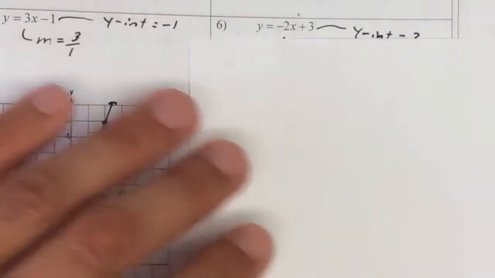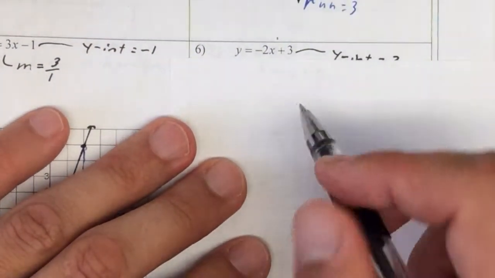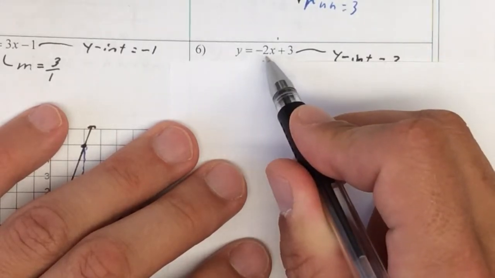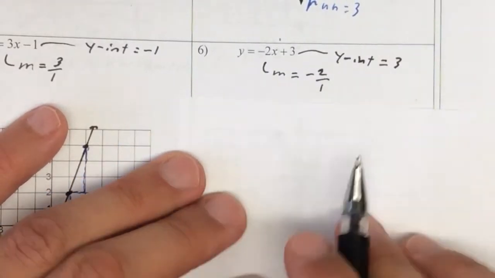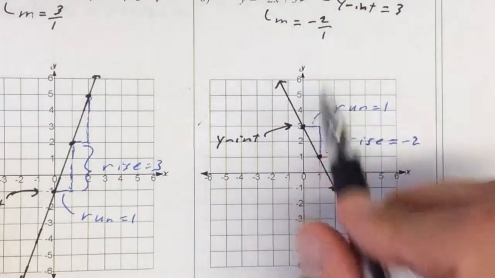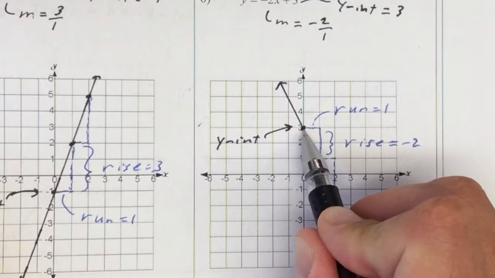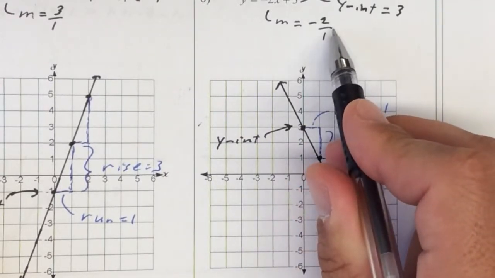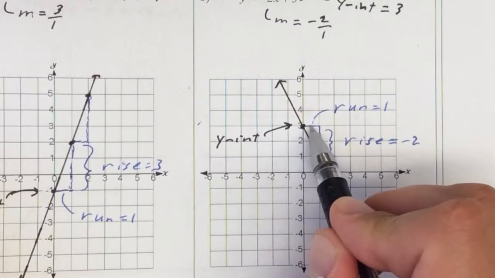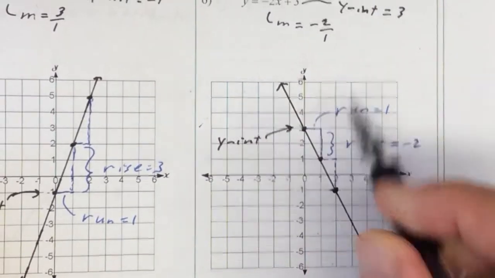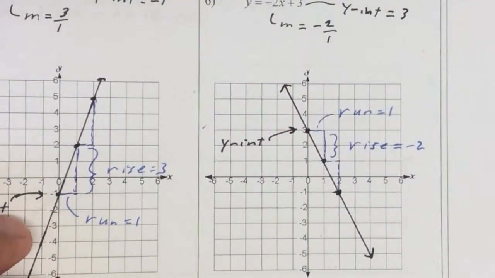Okay. Start from the y-intercept all the time. Okay. Y-intercept here is 3. Slope is negative 2, or negative 2 over 1. Okay. So we're going to go here to 3, which is the y-intercept. Then we're going to run 1, rise negative 2, which is from here. Okay. Start from 3, run 1, rise negative 2. Run 1, rise negative 2. Draw a line through those points.